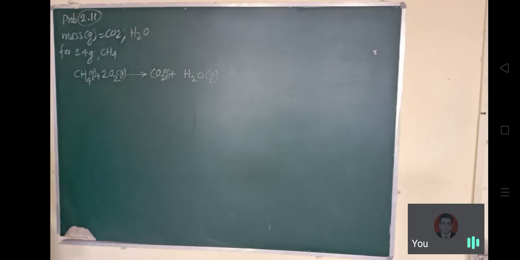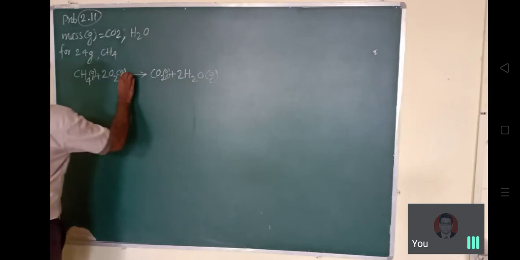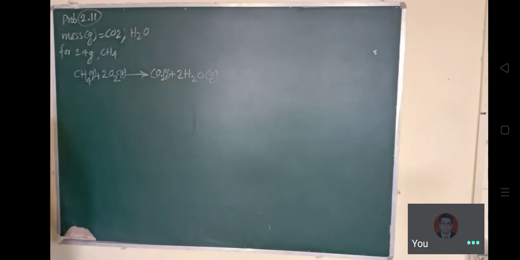So CH4 in gaseous state plus twice O2 in gaseous state will give rise to CO2 in gaseous state and twice H2O. Now every atom is balanced: carbon, one atom; hydrogen, four atoms; oxygen, four atoms, so two here and two here. In this way we'll find out the mass.